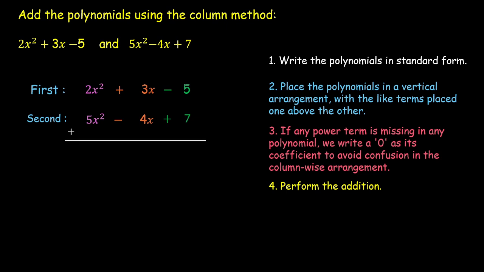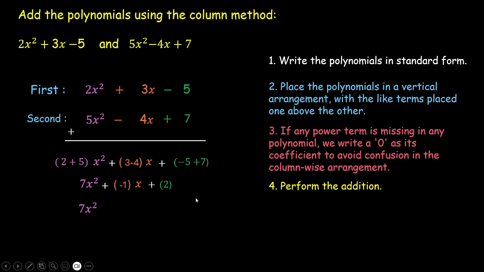So, let's do that. Since these are like terms, let's keep x² as common, and the coefficient would be, we add the numerals 2 + 5. Both are positive, we added them. Then we put a plus sign, and again we place x, and now the coefficients are +3 and −4. So, we add +3 and −4. Same goes for the constant, which is −5 + 7. Now, 2 + 5 is 7x², 3 − 4 is −1x, and 7 − 5 is 2. So, we get 7x². Now, plus minus is minus. So, we have −x + 2, and that is our final answer.